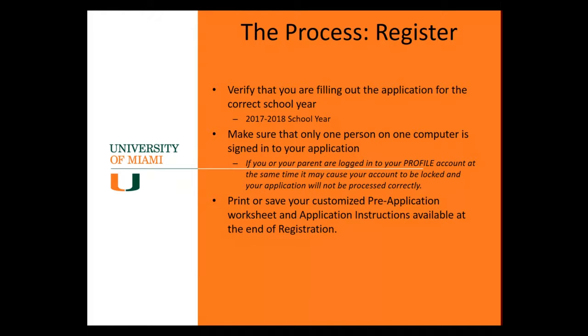Make sure that the one person on the computer signed into the application is the student. I know sometimes mom and dad, you are doing this on behalf of the student, and you tend to enter this information as though you are the student, but just keep in mind that the student is the primary applicant here, and you want to make sure that you don't enter your information erroneously on the application, because that will delay processing, all right?